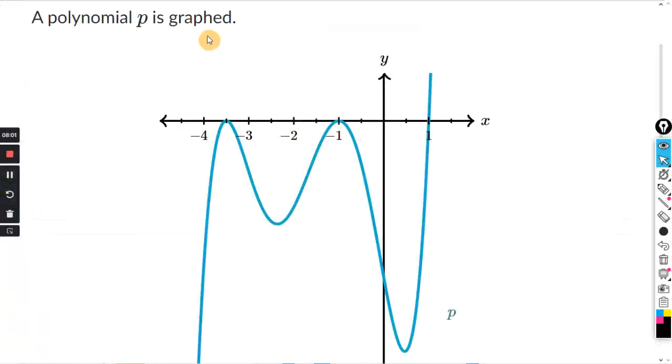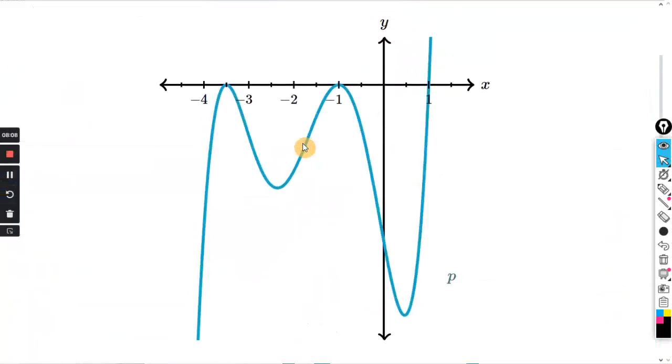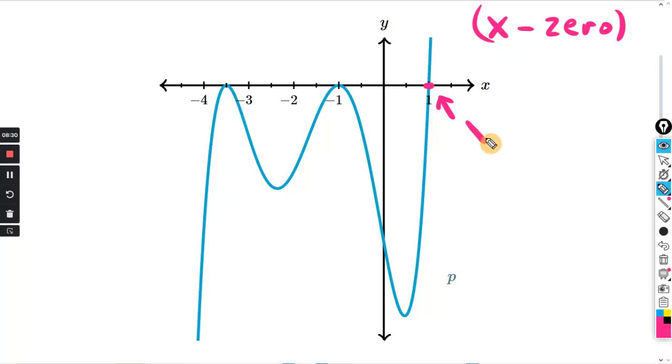All right, I think these are all the same. A polynomial P is graphed. And what could be the equation of P? All right, so same thing as before. For each binomial, we're going to do x minus 0. Whatever the 0 is, we're going to do x minus that number. So right here, we see the 0 is at 1. So that's going to be x minus 1. Right here, the 0 is at negative 1. So that's going to be x minus negative 1. But 2 negatives in a row make it positive. So it's just x plus 1.